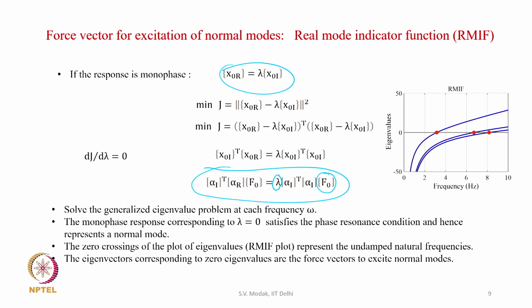Now, for a typical system, this plot of the real mode indicator function is shown here. You can see this system has 3 undamped natural frequencies, and there are 3 eigenvalues corresponding to this eigenvalue problem, and wherever they cross the 0 line, those are the undamped natural frequencies. These red dots here represent the undamped natural frequencies. So this is the first undamped natural frequency, this is the second, and this is the third, and the corresponding eigenvectors are the force vectors which are needed to excite the normal modes. Let us look at another method.